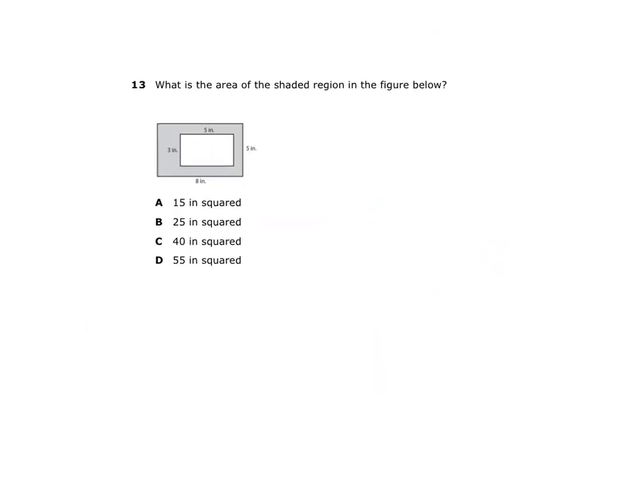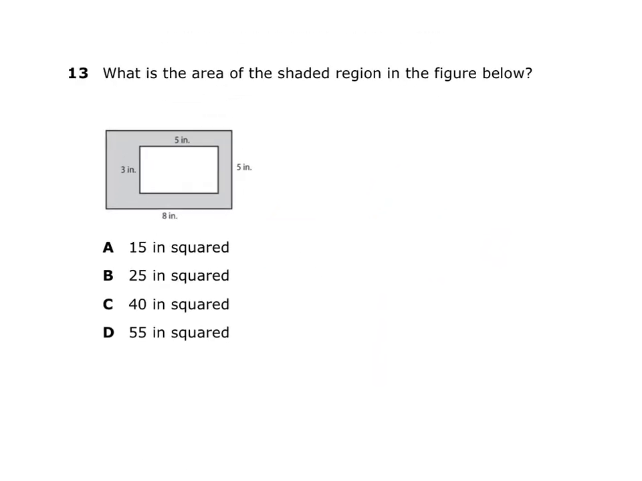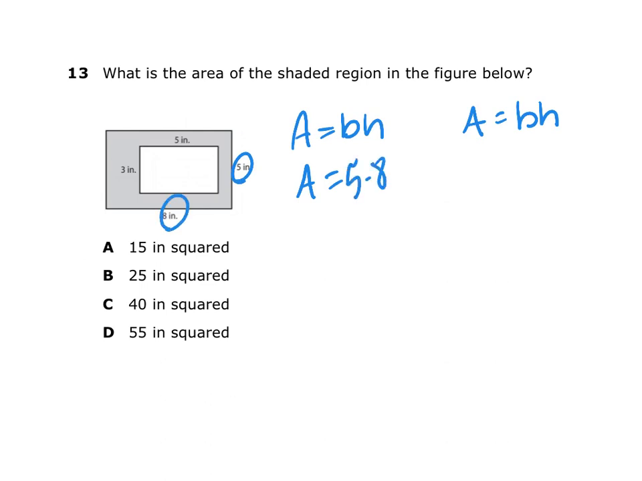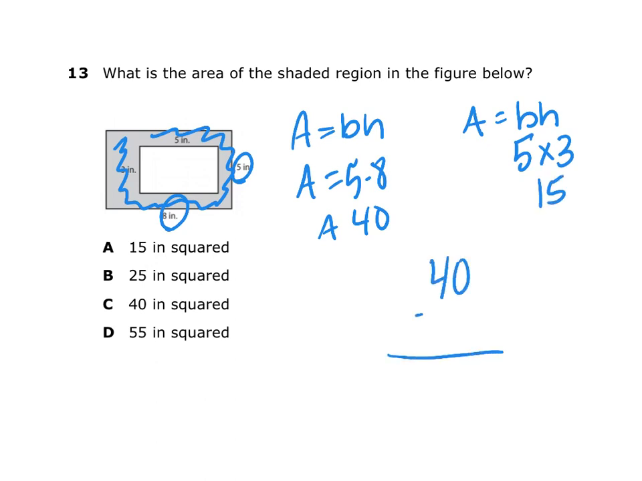Number 13. What is the area of the shaded region of the figure below? We have two figures. We do area equals base times height, and then area equals base times height. So you have this, which is this times this, and you got that. Then you have this inside, and we want the gray area, which is 5 times 3. So you do 40, and you get answer choice B.